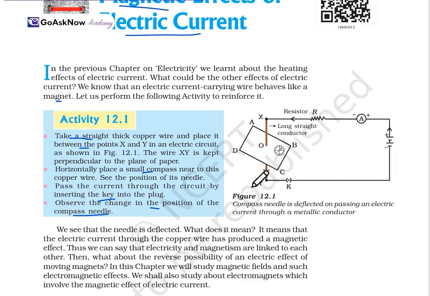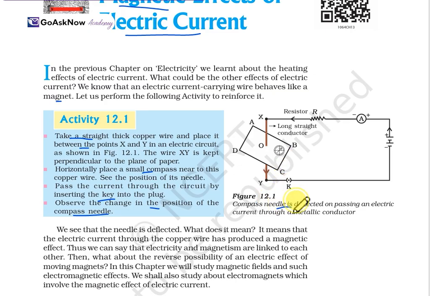So this is what it means. When you are flowing current in a circuit, because of that current there is a magnetic effect on the compass as well. So this is what the magnetic effect of electric current means. From this activity we have concluded it. A simple circuit diagram is there, a copper wire is there, and when the compass is placed and we simply flow the current through the circuit, the position of the compass needle will change.